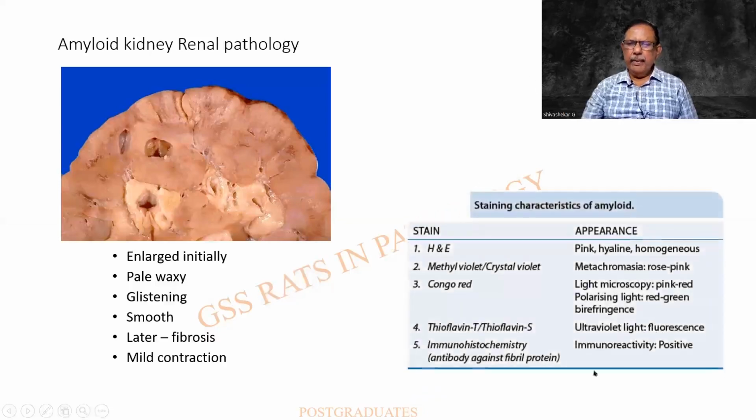And this, incidentally, though it is out of context in this case, I purposely bring up to recollect the stains for amyloid. Under H&E, you find it as pink hyaline, homogeneous. Methyl violet and crystal violet are metachromatic stains. Congo red stains it pink, and under a polarizing microscope it gives an apple green birefringence. Thioflavin T gives a fluorescence, and immunohistochemistry can be positive against the fibril protein. Grossly, it can be demonstrated by means of sulfuric acid and iodine.